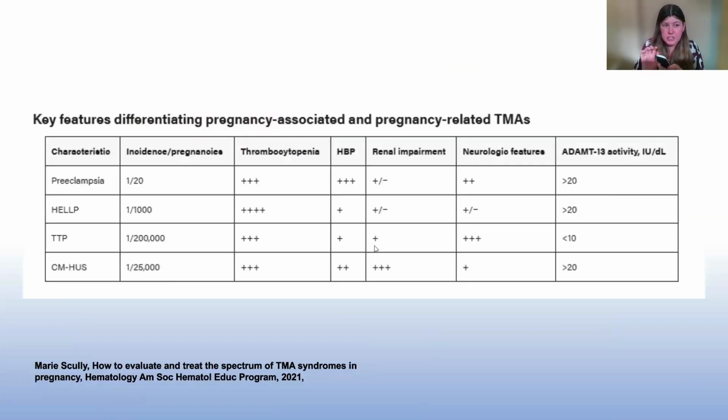And then in terms of differentiating these diagnoses, I have to say I find this very, very difficult in clinical practice. So there are tables like this that will look at incidence. Obviously, we know that preeclampsia is a very common condition in pregnancy, and some of these other diagnoses are much rarer. And this looks at things like degree of renal impairment, degree of thrombocytopenia, presence of neurological features to help you to differentiate.